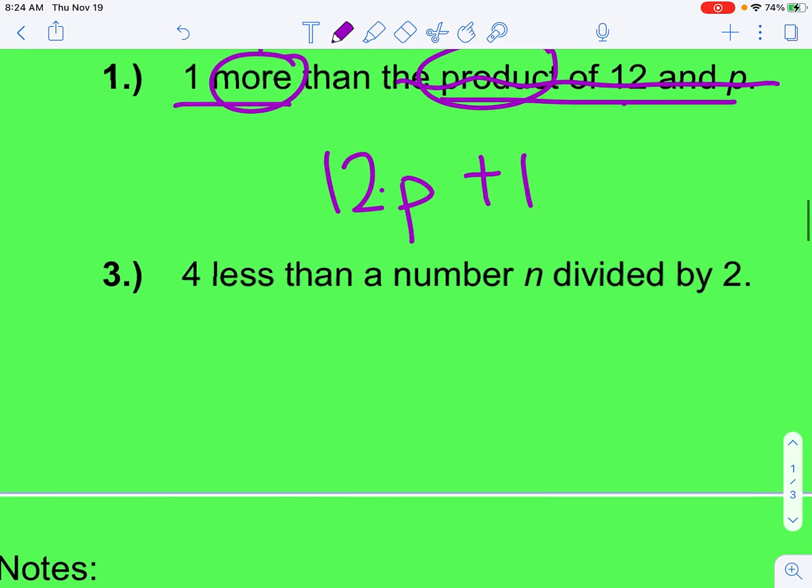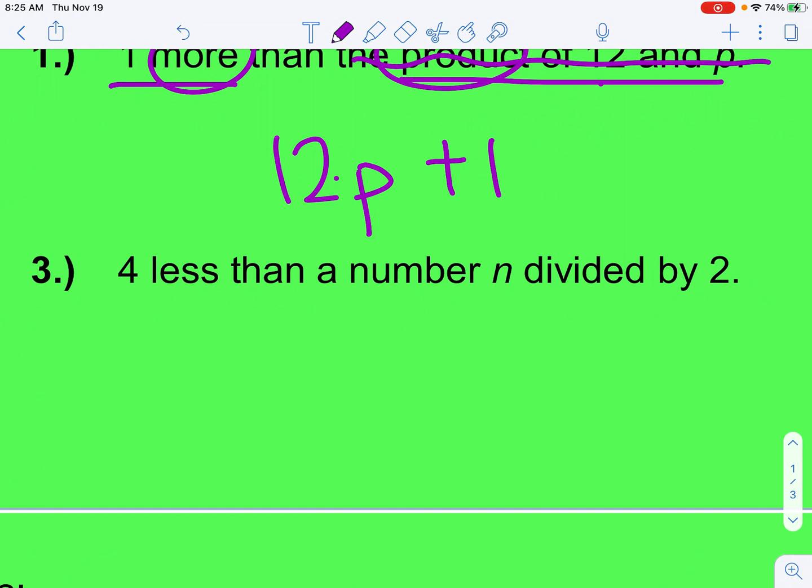Alright, number 3. 4 less than a number n divided by 2. Alright, so I have two different things I see. I see 4 less, and then I have a number n divided by 2. So let's just go through the problem and let's label what operations we're doing. So with 4 less, what does that less stand for? Yeah, it stands for subtraction. Alright, so we have 4 less than a number n divided by 2.